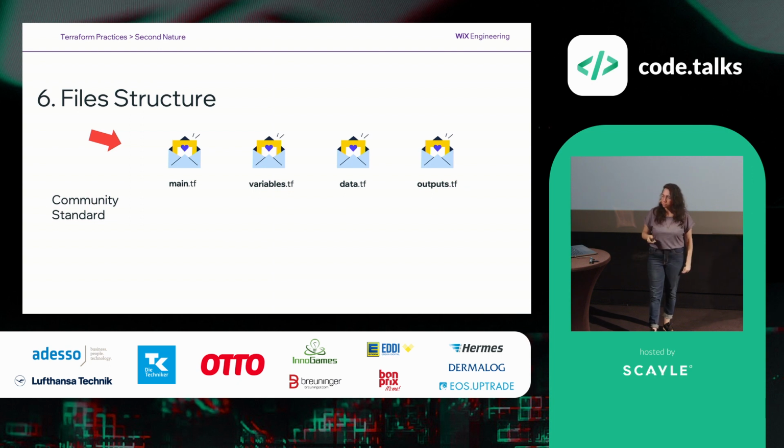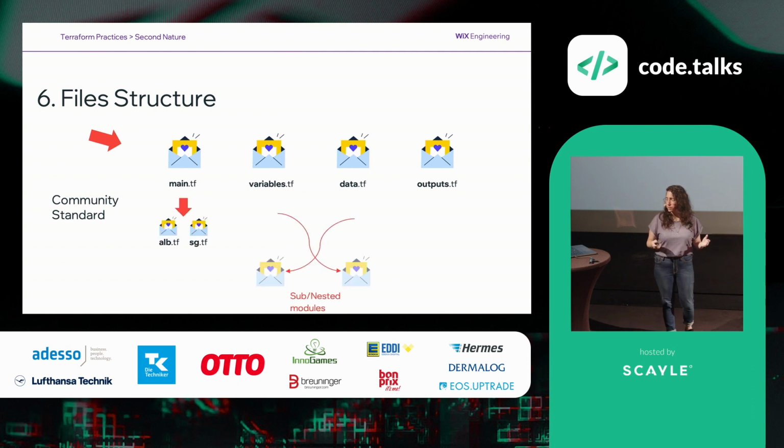So file structure. As we know, Terraform just executes every file in the folder that has the suffix of TF. But again, for the sake of logical arrangement and readability of our code, we need to structure the files in a way that will help us maintain it in the long run. So we can also derive inspiration from the community standard. So this is how community modules are aligning the files. So main TF holds the main logic of the module, and then variables, data, and outputs.